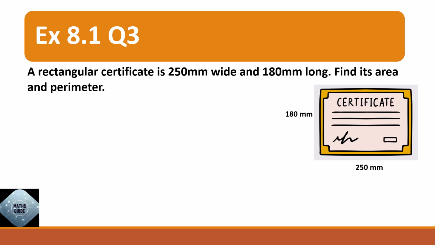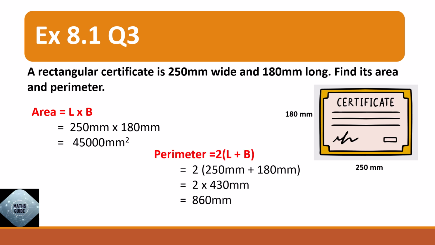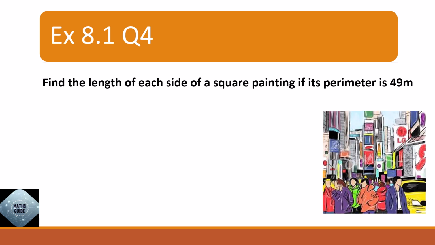For area, we will multiply the two dimensions, that is the length and breadth of this rectangular certificate. So we get the area 45,000 mm square. And for perimeter, the formula is 2 into length plus breadth. So we will add the two dimensions and multiply by 2 and we get 860 mm. Again, a very easy question.